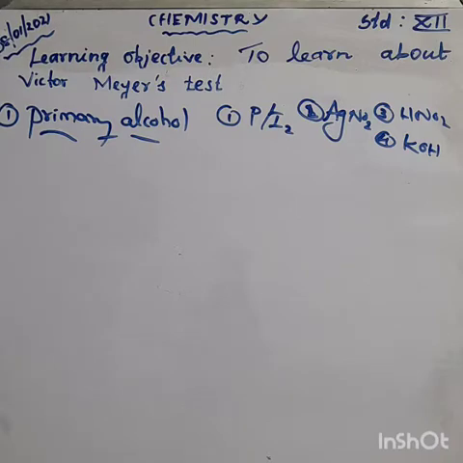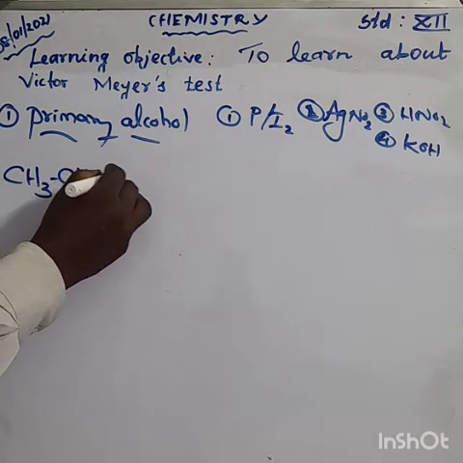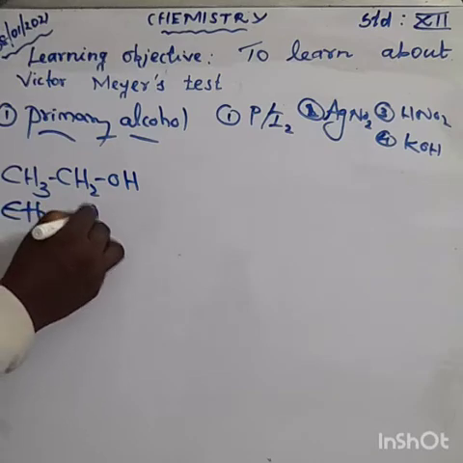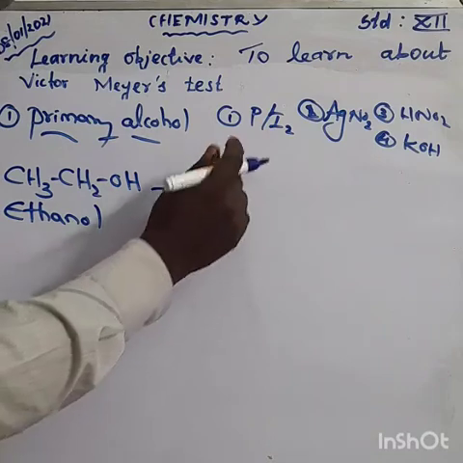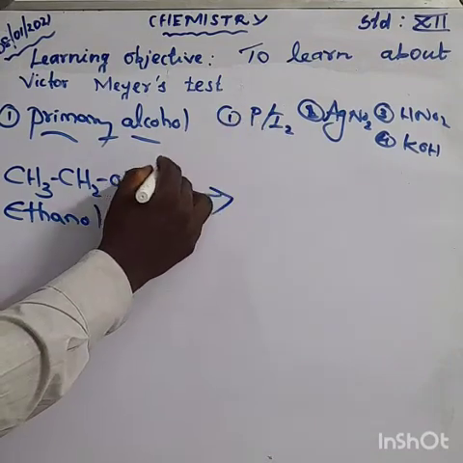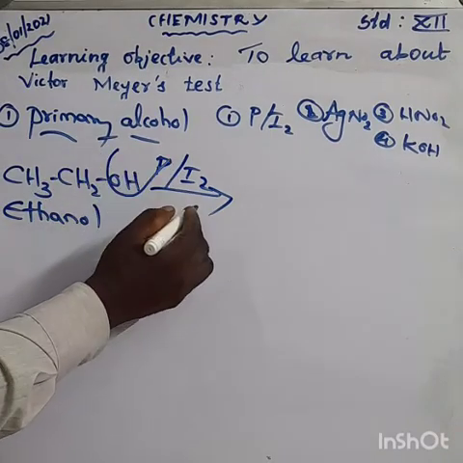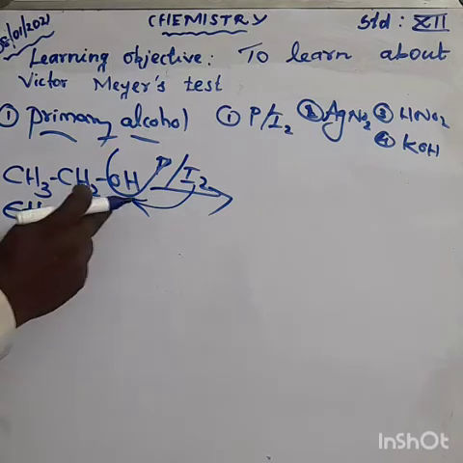Okay, let us begin. We start with primary alcohol. One of the examples is CH3CH2OH. The name is called ethanol. This ethanol reacts with the first reagent, phosphorus and iodine. The OH group is replaced by iodine. So we get iodine here.